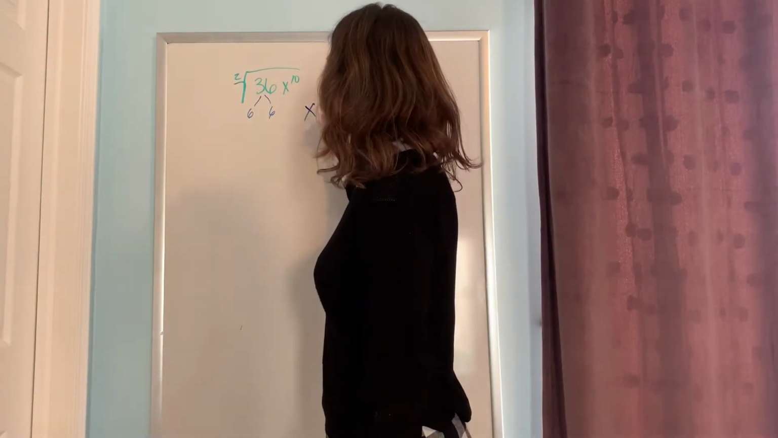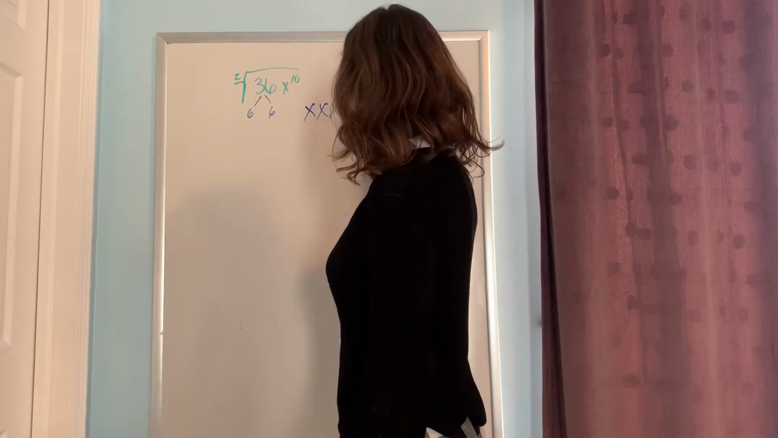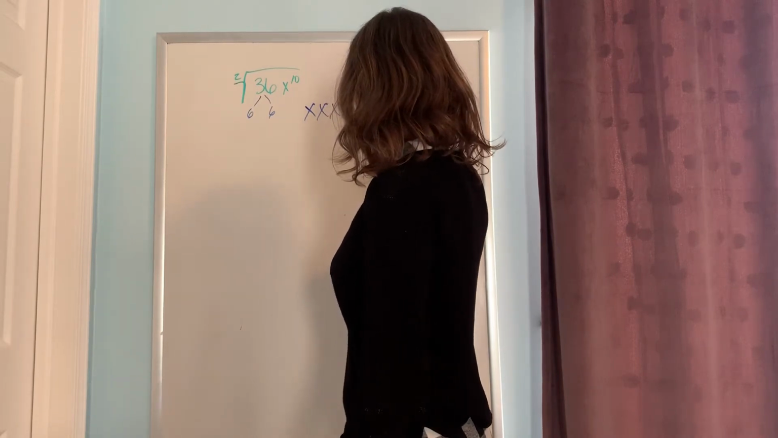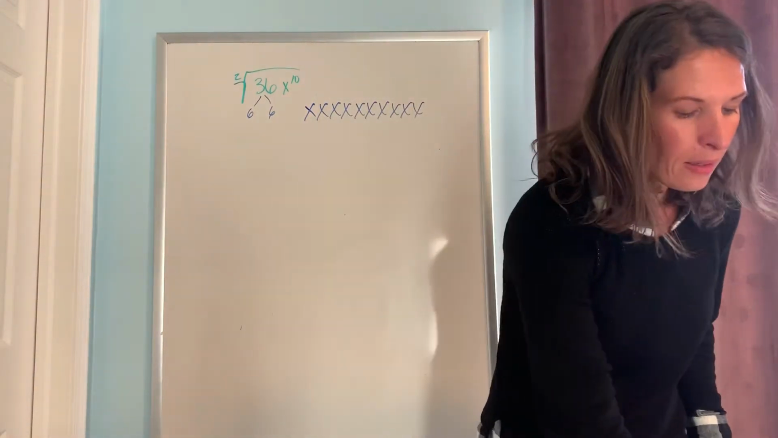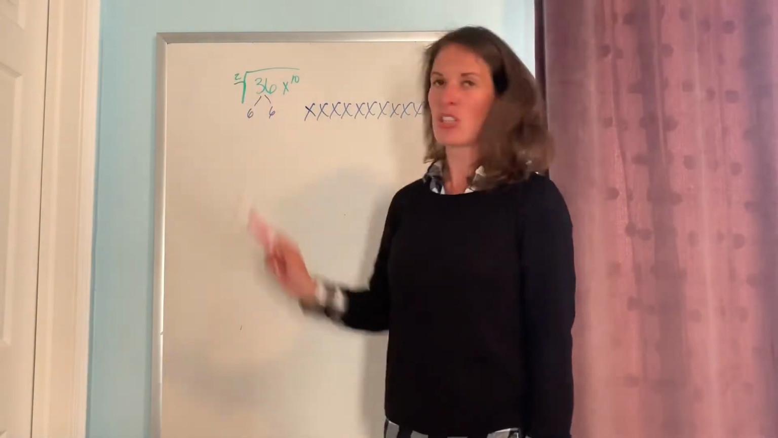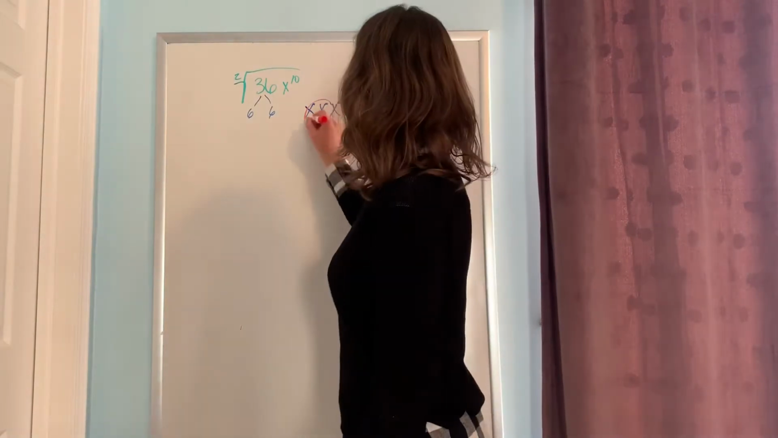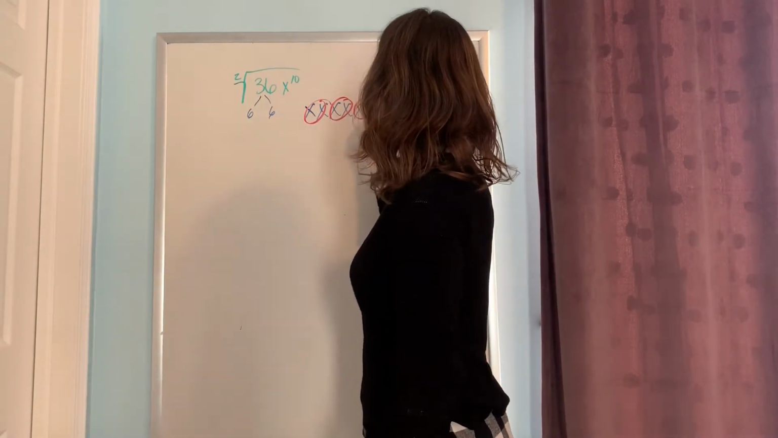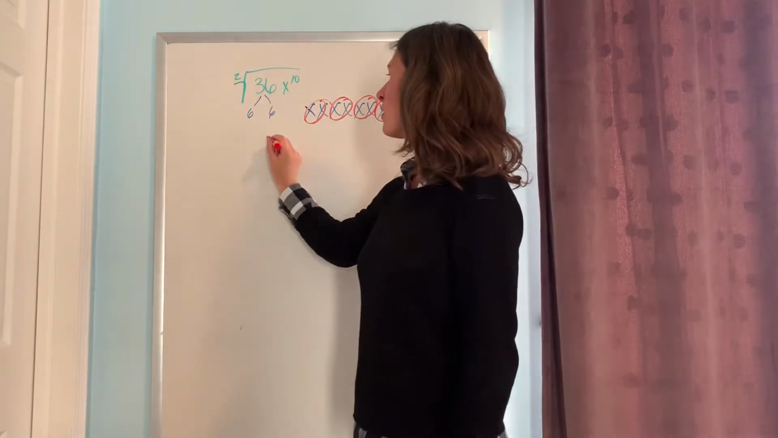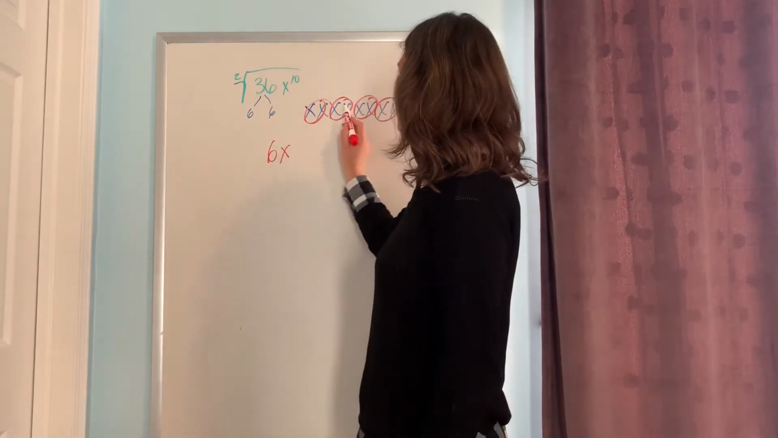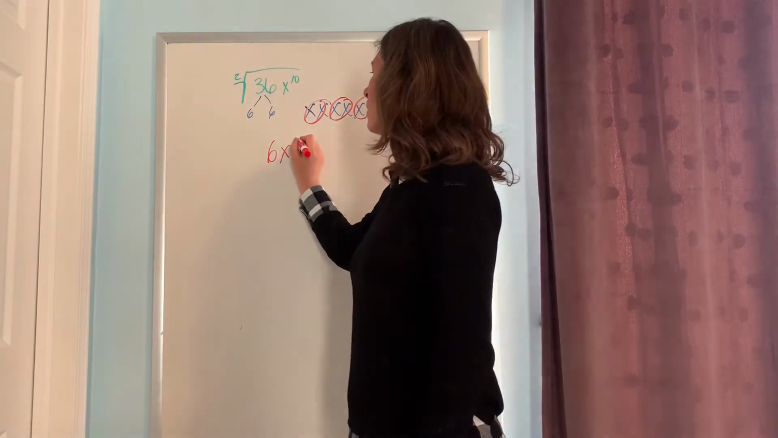So I'm writing my 10 x's. And then I have 2, so groups of 2 get taken out. So my answer is going to be 6, x, 1, 2, 3, 4, 5.